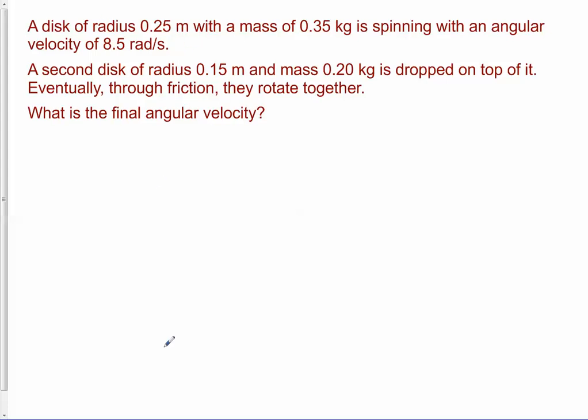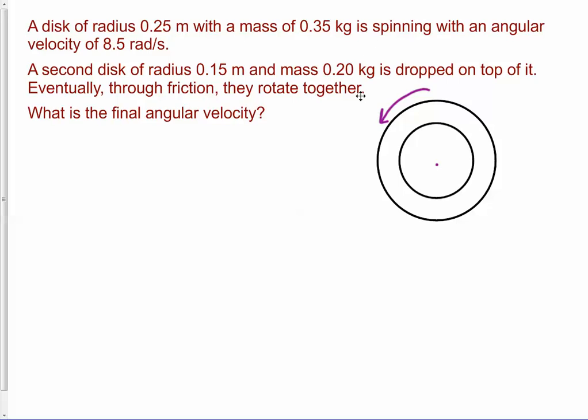Okay, so a disk of radius 0.25 meters with a mass of 0.35 kilograms is spinning with an angular velocity of 8.5 radians per second. So let's say it's spinning counterclockwise. Now, a second disk of radius 0.15 meters, so a smaller one, and mass 0.20 kilograms, so a little bit lighter, is dropped on top of it. And I didn't say it in the description, but let's assume it's concentric, the centers are on top of each other. So from a side-on point of view, we've got the first disk, and then the second disk right on top.